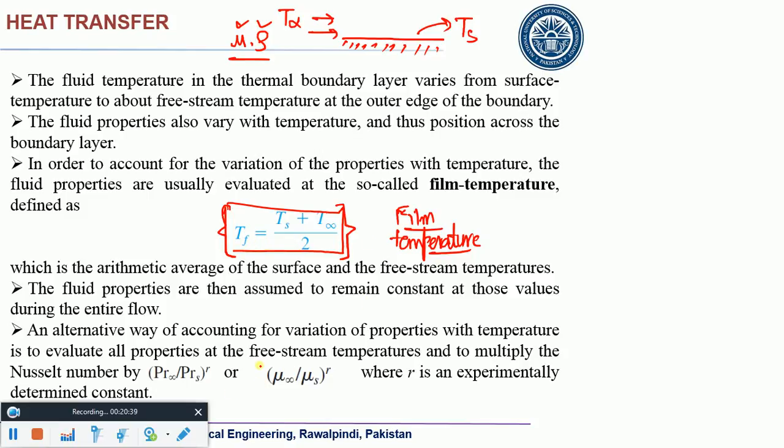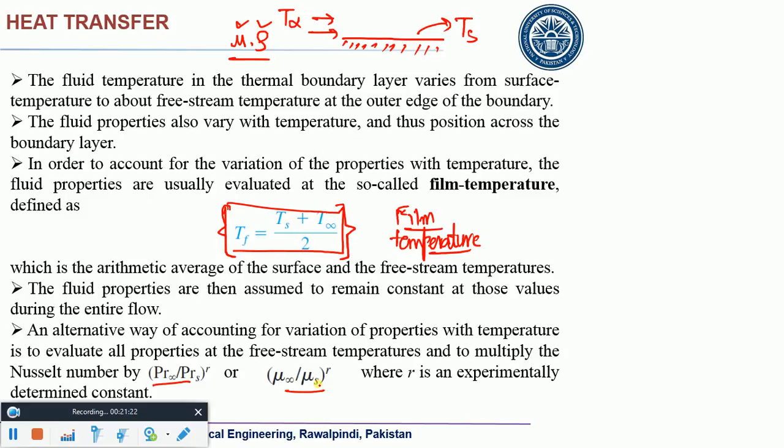Or there is another thing. An alternative way of accounting for variation of properties with temperature is to evaluate all the properties at free stream temperature and multiply the Nusselt number by this or this. This is very interesting again. One thing, you find out fluid properties at film temperature and solve the system, let's say for Nusselt number, using those correlations, that's fine. But for example, you don't have the table and you just remember the values at free stream temperature, that is 25 degrees centigrade or 20 degrees centigrade. You know the values at that temperature.